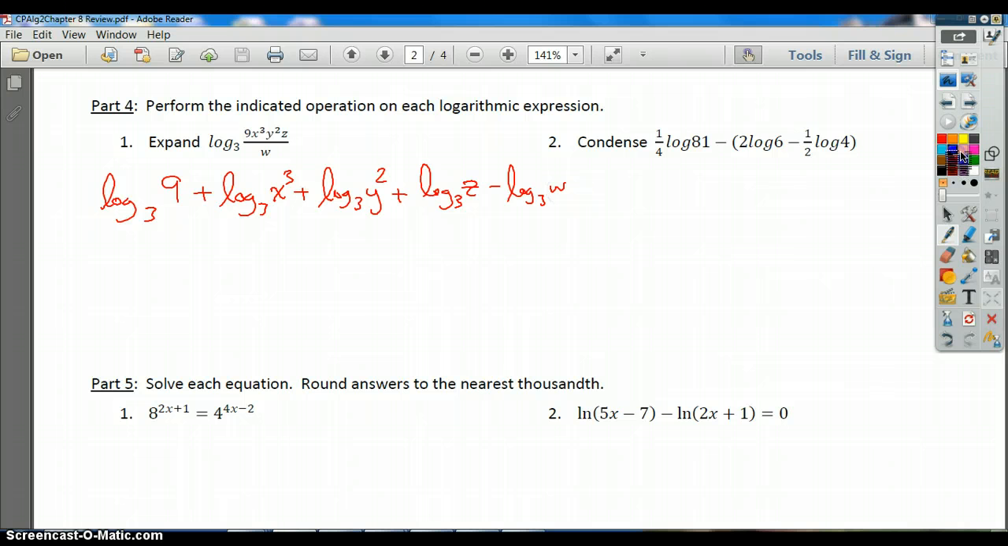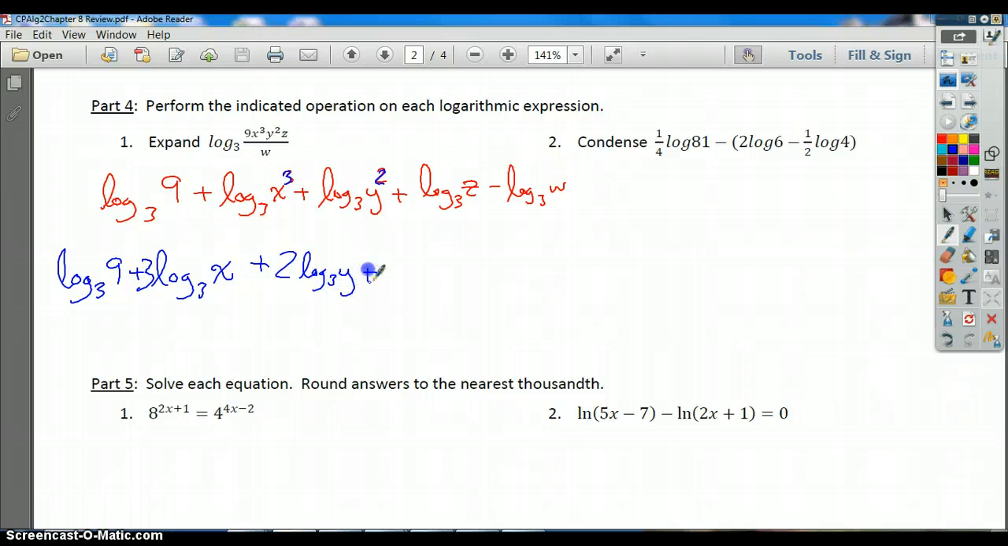Next step, let's get rid of these exponents. This 2 has to go out front, this 3 has to go out front. So when we're finished here, we're going to have the following. Put the 3 here, x, bring the 2 out in front, log base 3 of y, plus log base 3 of z, minus log base 3 of w.